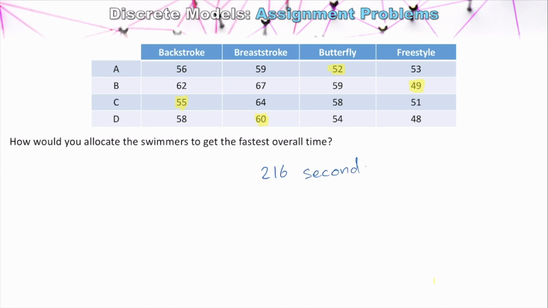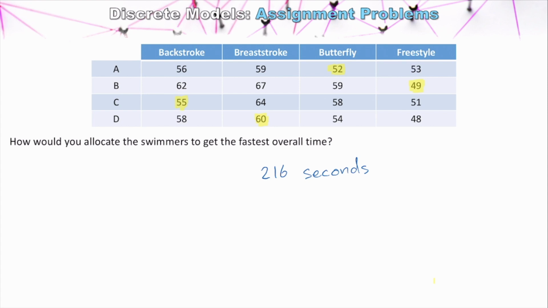Now, we want to think about a process that guarantees that this is definitely the fastest allocation for a much more complex assignment problem than this, where we could have thousands of jobs and thousands of different people. How can we allocate when we've got a problem like that? And that's where the Hungarian algorithm comes in.